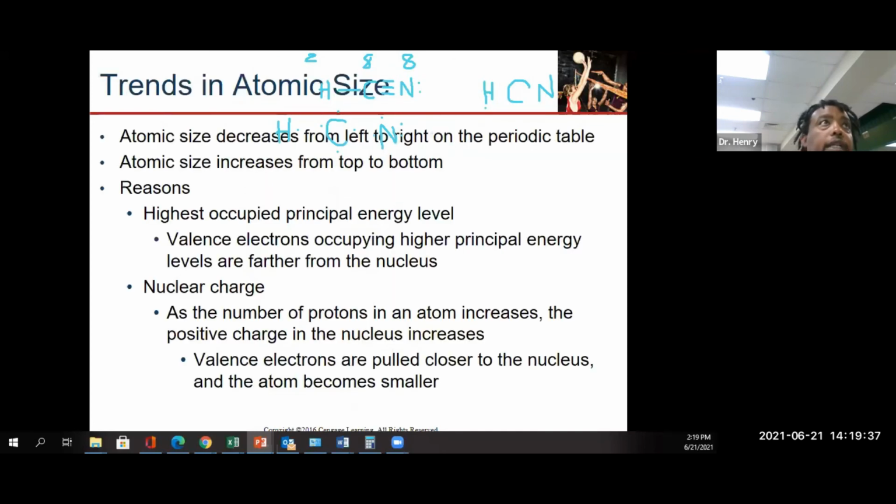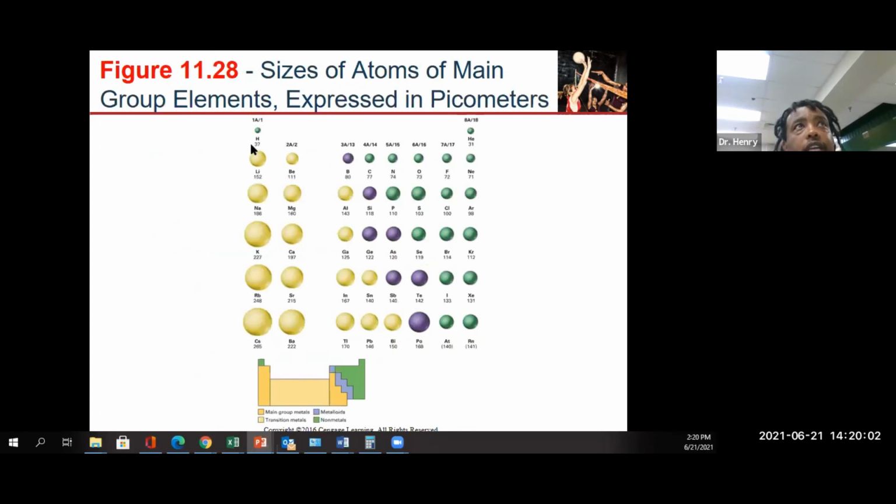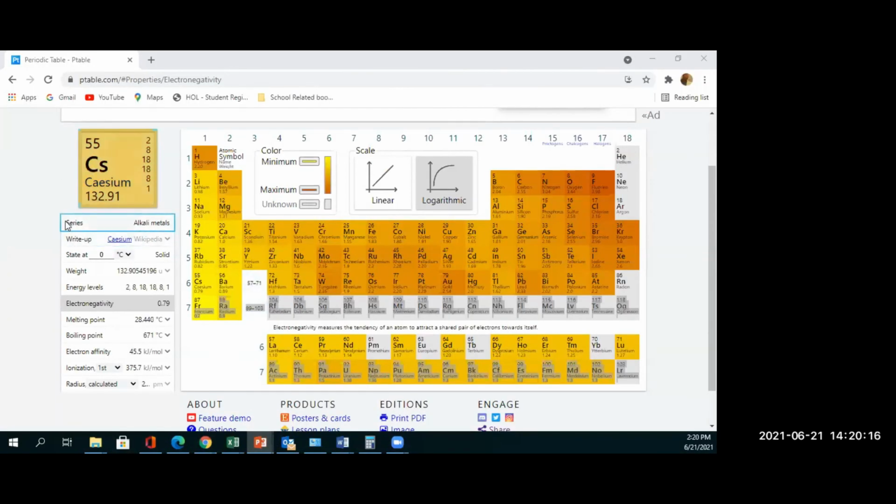Okay, so now let's talk about some general trends on the periodic table. As we go from left to right, the size of an atom is going to decrease, right? As we go from top to bottom, the size of the atom is going to increase. Now, let me show you this. Left to right, it gets smaller. Top to bottom, it gets bigger. You guys see that, right? Yeah. Okay, so there we go.